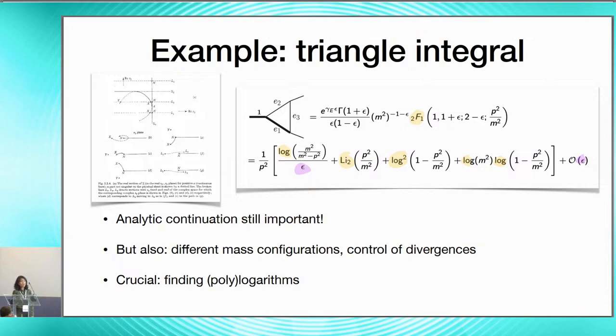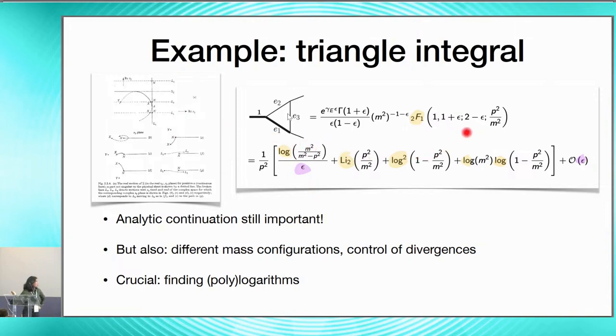So therefore, what I've highlighted here is a specific example which would not really have been considered. I'm just using the heavier lines to indicate massive particles. So here's an internal mass, and here's one with p squared non-zero. The others are massless. So there's just a p squared and an m squared in this expression, which are the p squared and m squared of which this is a function.